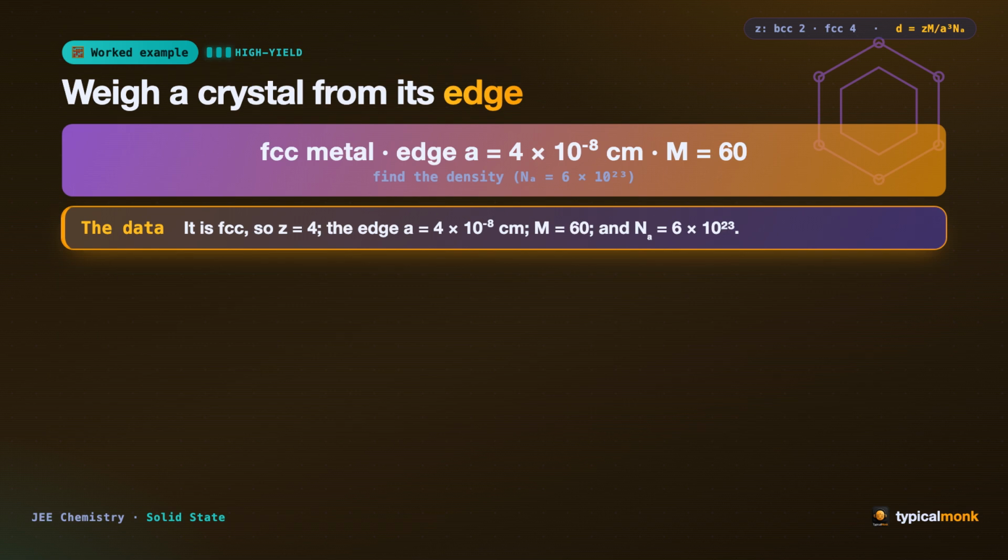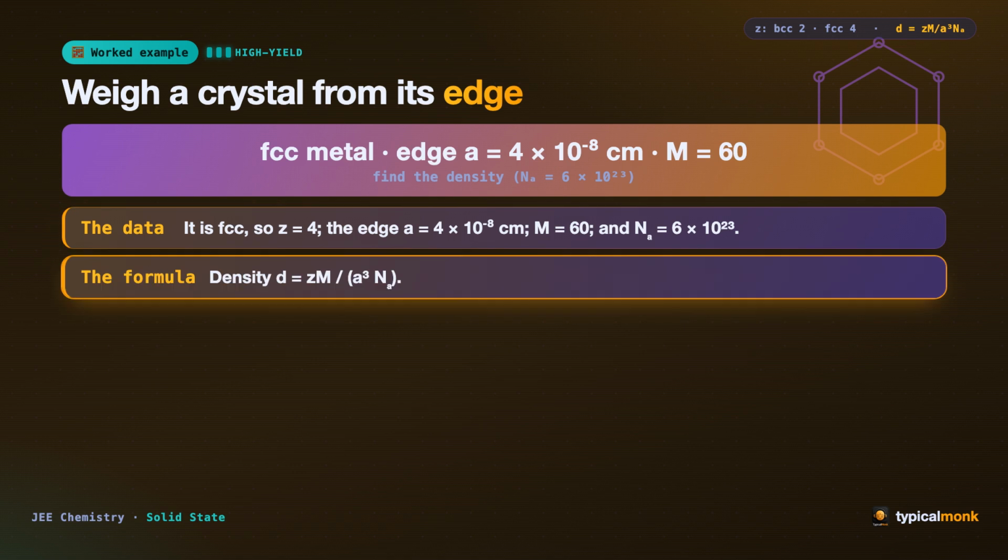Let us work the favorite. Weighing a crystal from its edge. Take a face-centered cubic metal with an edge of 4 times 10 to the minus 8 centimeters and a molar mass of 60. Find the density, taking Avogadro's number as 6 times 10 to the 23. The data. It is face-centered cubic, so Z equals 4. The edge a is 4 times 10 to the minus 8 centimeters, M is 60, and Na is 6 times 10 to the 23. The formula.